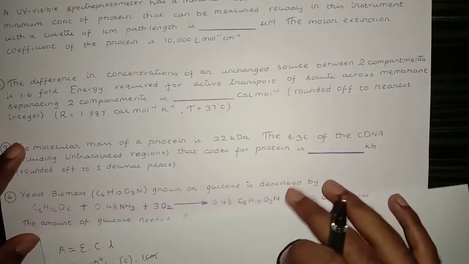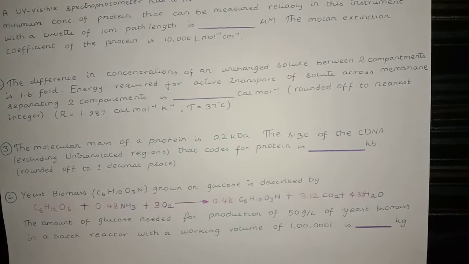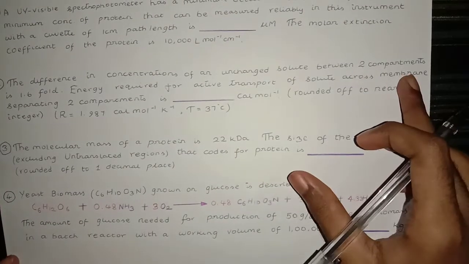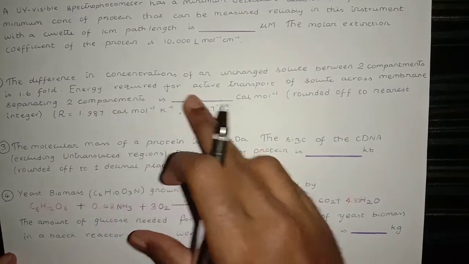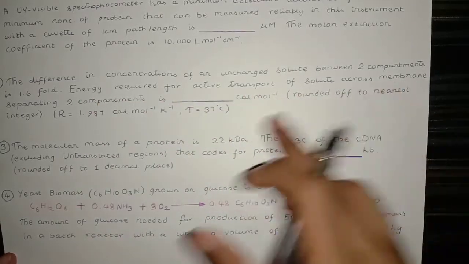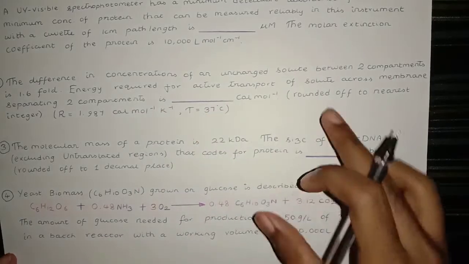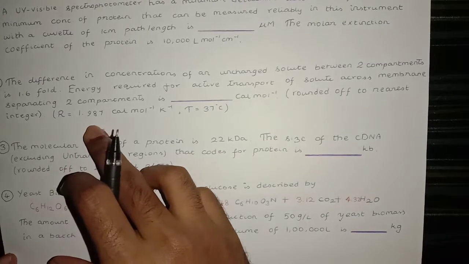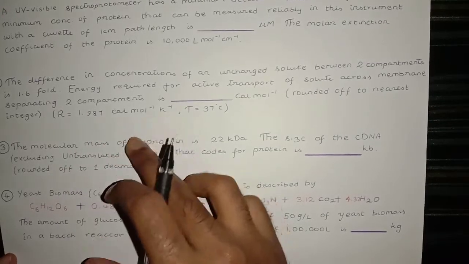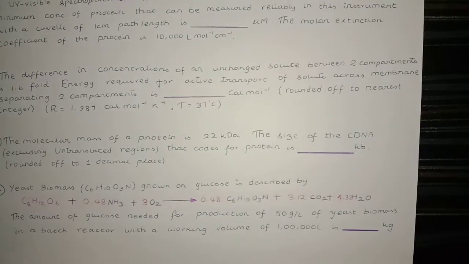Now second question. The difference in concentrations of an uncharged solute between two compartments is 1.6 fold. Energy required for active transport of solute across membrane separating two components is dash calorie per mole, rounded off to nearest integer, where R is equal to 1.987 calorie over mole Kelvin and temperature is equal to 37 degree Celsius.